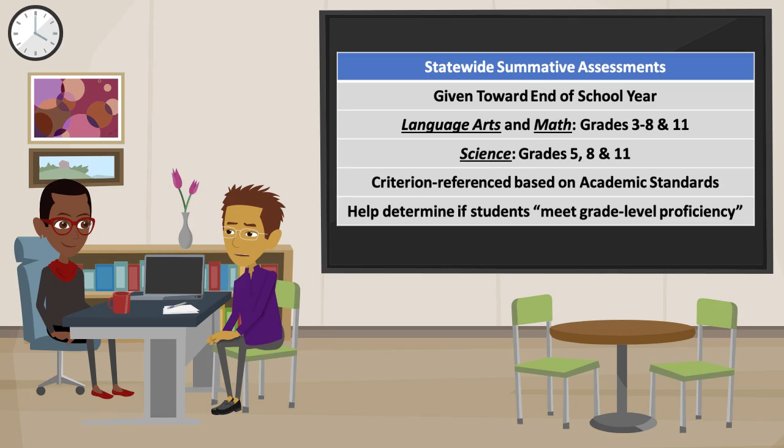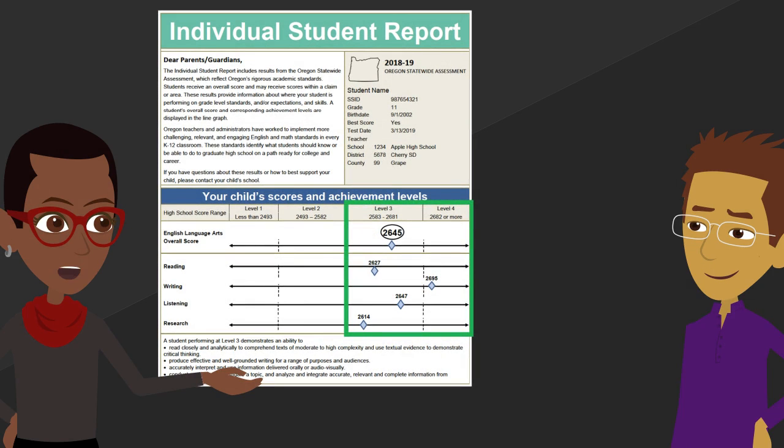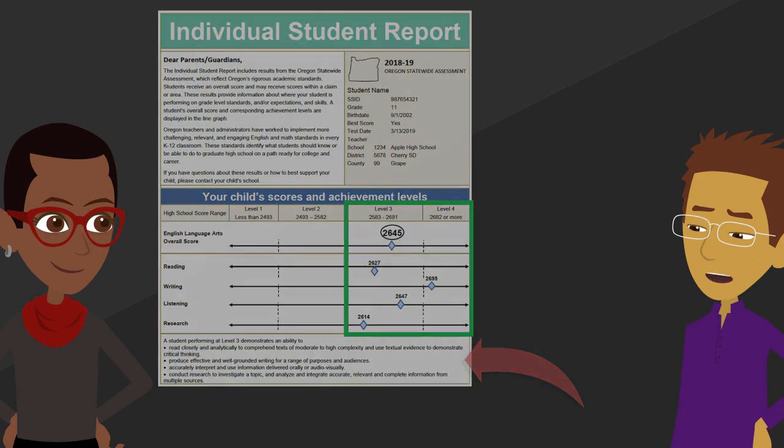So, how do I know whether Sophia met grade level proficiency, that she learned everything she should have been taught? Well, let's look at that individual student report and I'll show you. See these lines with 4 different levels mapped out? The diamond shape with the number above it represents your daughter's performance level on a particular assessment. A score in the level 3 or level 4 range means your daughter is meeting grade level proficiency. Further down, the report describes what a student at any of the 4 performance levels knows and is able to do. This is making a lot more sense to me, Aaliyah.